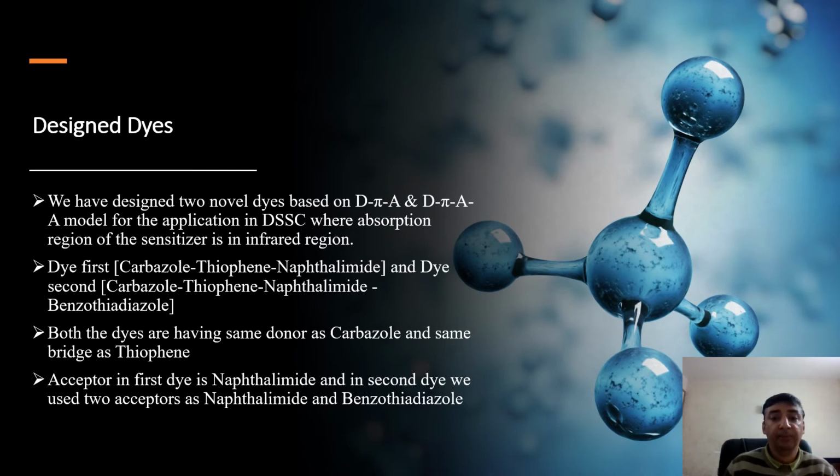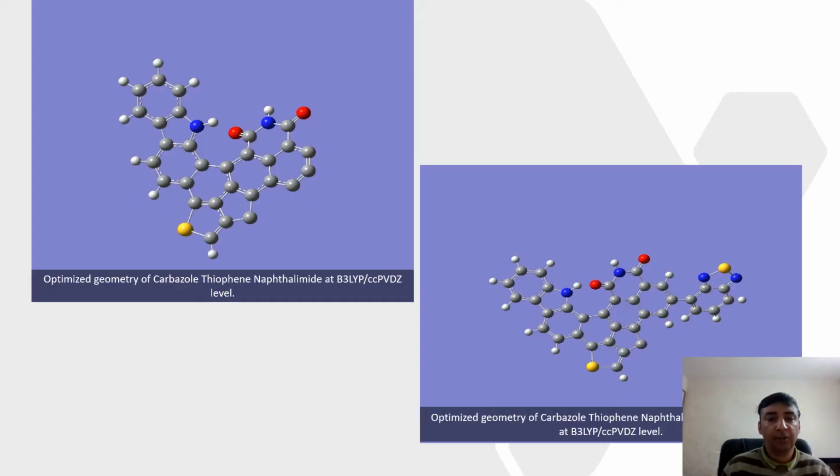In the current work, we have designed two novel dyes based on the D-pi-A and D-pi-AA model for application in DSSC. These dyes have the absorption profile in the infrared region. The first dye is carbazole thiophene naphthalimide and the second dye is carbazole thiophene naphthalimide benzothiazole. These dyes have the same donor, which is carbazole, and the same pi bridge, which is thiophene. The optimized structures of the two dyes are shown in the current slide.